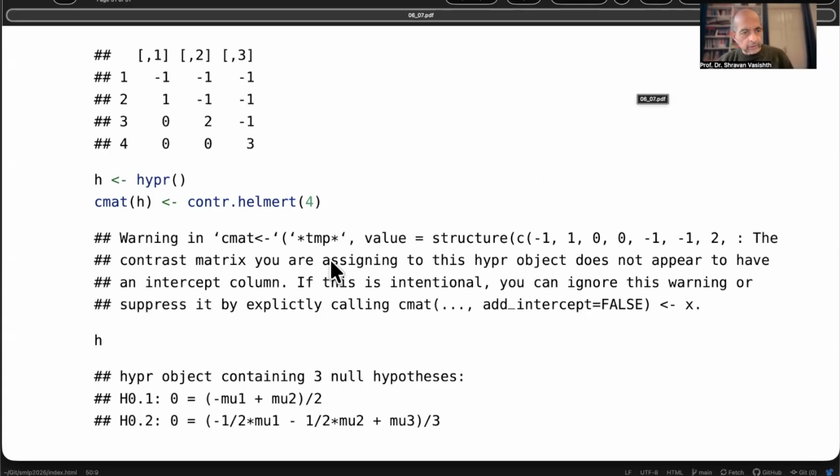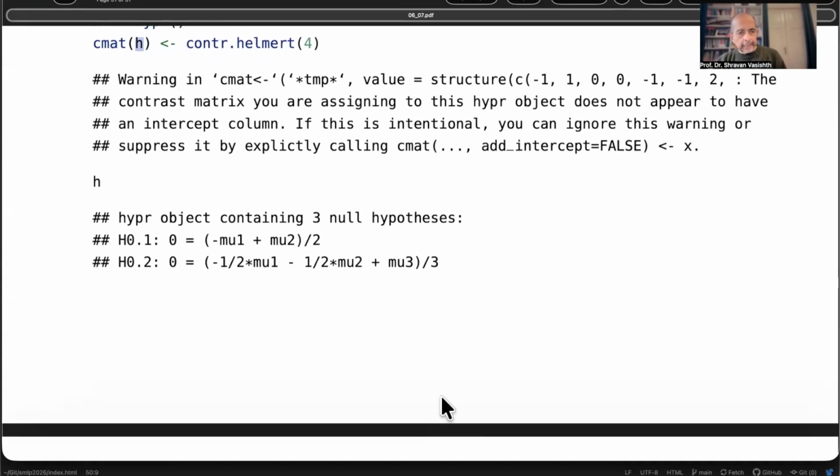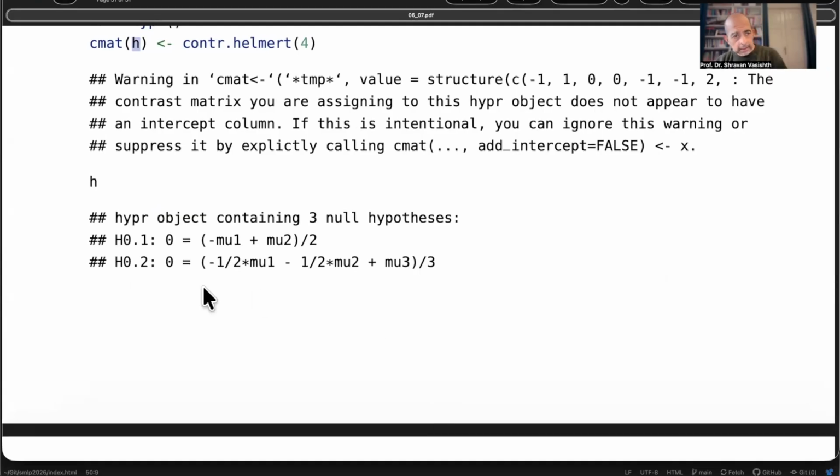So how do we set up such a contrast? Well, first I'll use the Helmert contrasts that are built in and do the same thing that I did earlier, which is I create an empty hypr object and then plug into the hypr object, using the cmat function, the contr.helmert coding for four conditions. I'm again going to get the same warning as before, but the three null hypotheses that we are testing will show up correctly now.